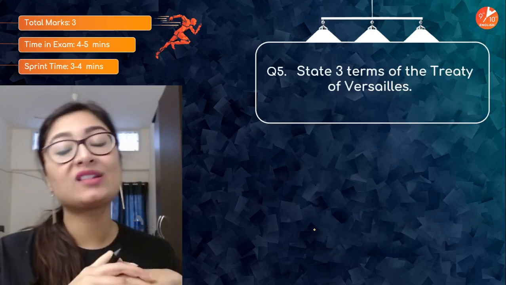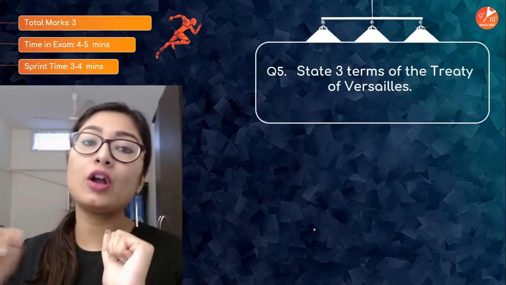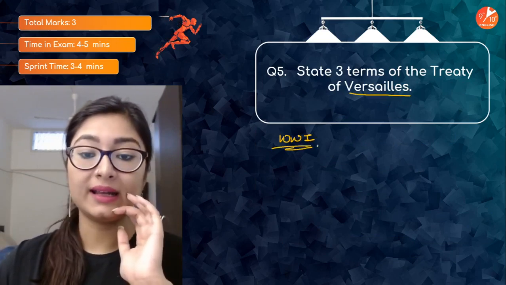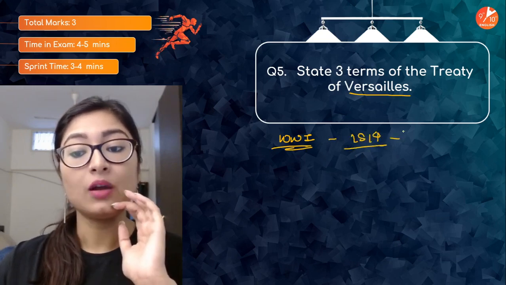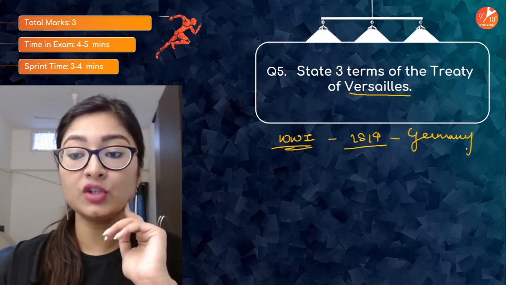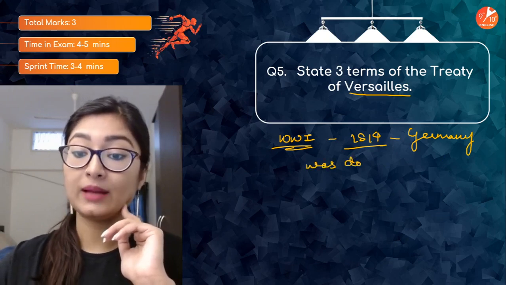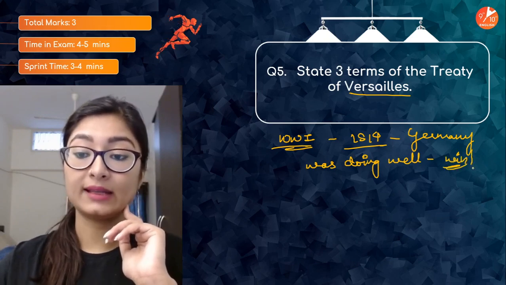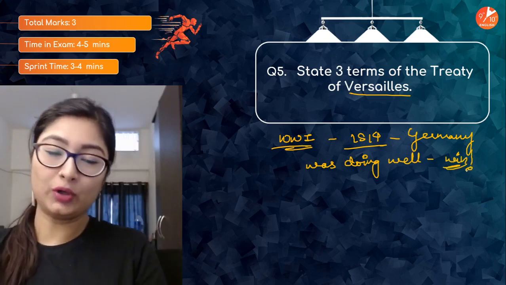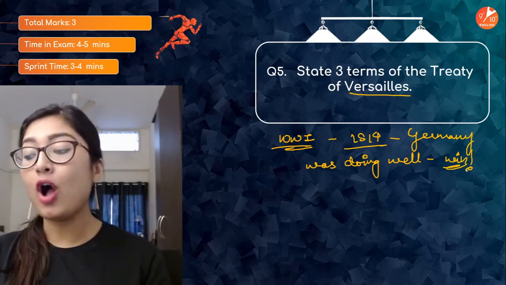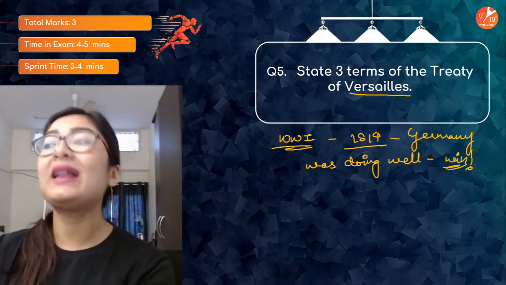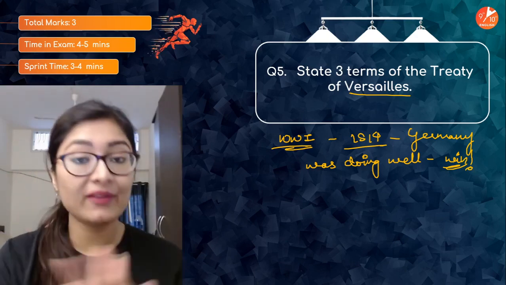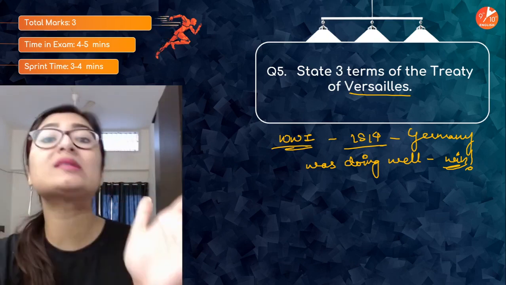Moving on to the next question. State three terms of the Treaty of Versailles. But what is this Treaty of Versailles? See, when World War I started in 1914, Germany was actually winning. Germany was doing pretty well. They were on the winning side, heading towards a win. But of course, they got overconfident. They took some area of France, captured it, attacked many countries. But they never knew that such a turn of events would take place, and they would eventually end up on the losing side and finally lose the First World War.